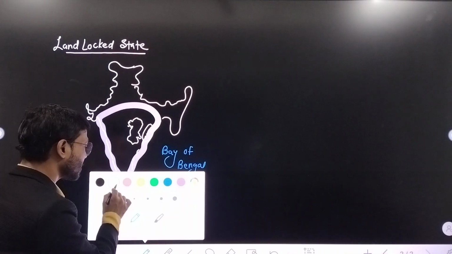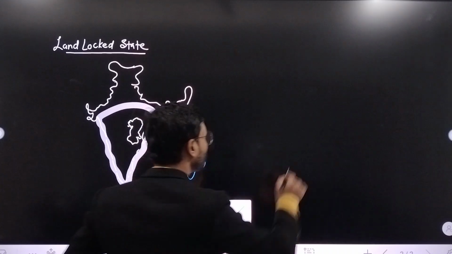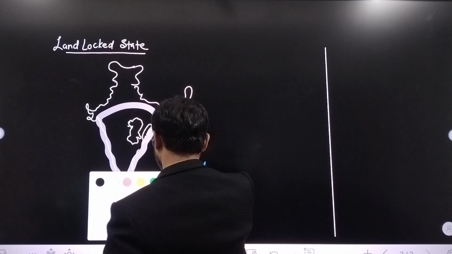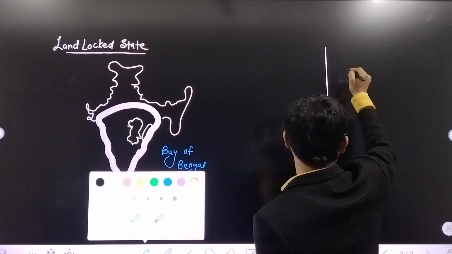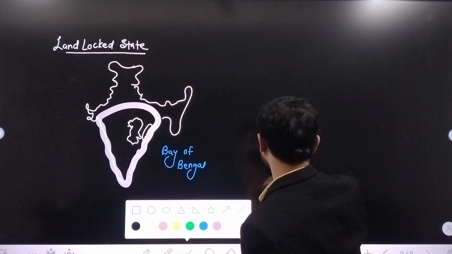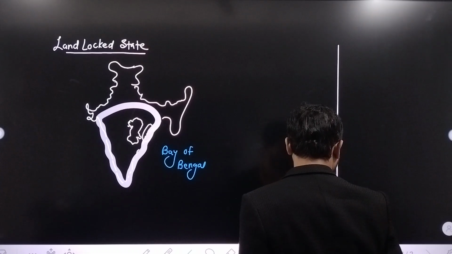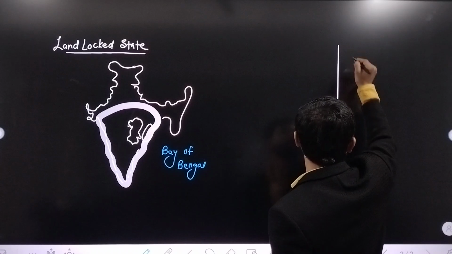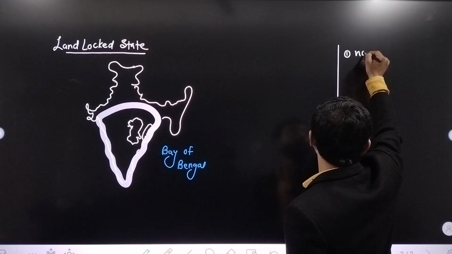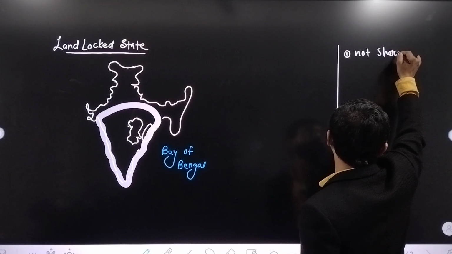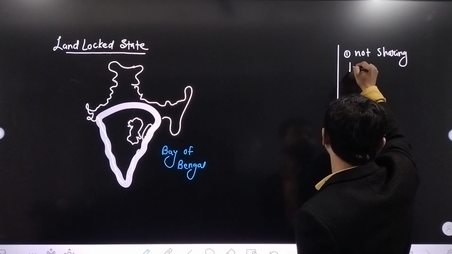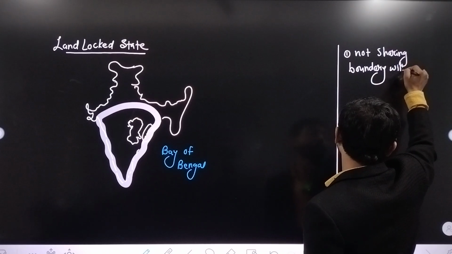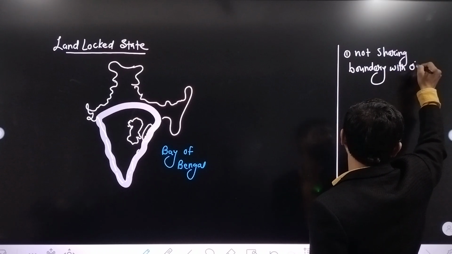What are the points we are getting with regard to landlocked? The very first point is that it is not sharing a boundary with any other country.